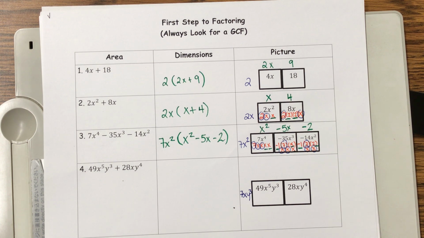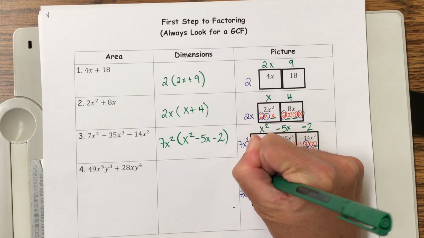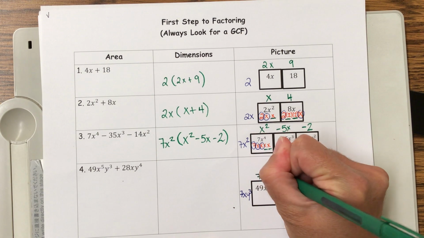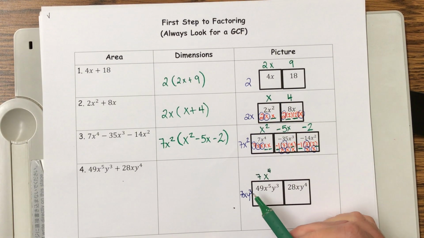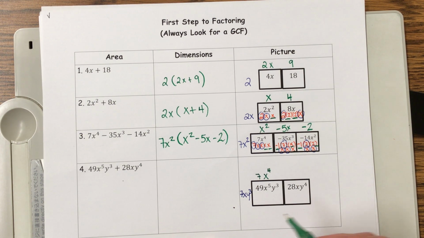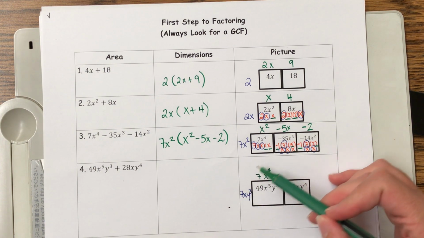So then now, 7xy cubed times what is going to get me 49x to the 5th y cubed? Well, 7 times 7 is 49. x times x to the 4th is x to the 5th. And y cubed times 1 is y cubed. So since we've already factored out the y cubed, we don't need any more y's.